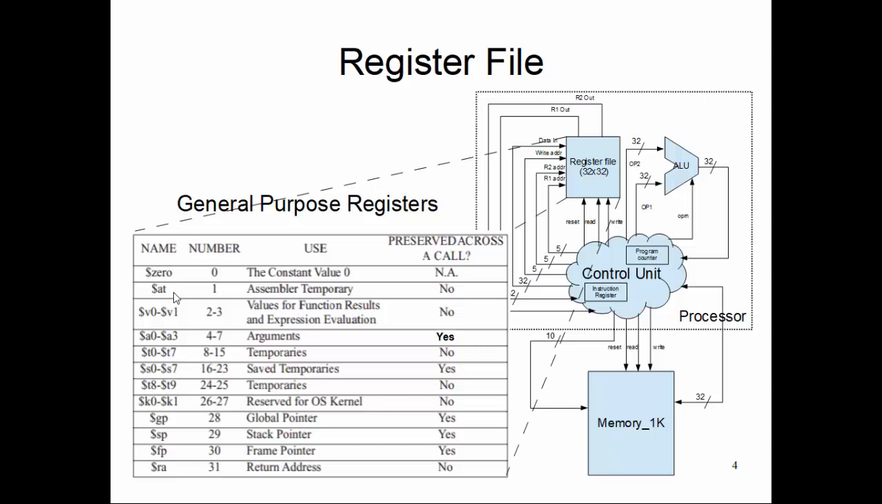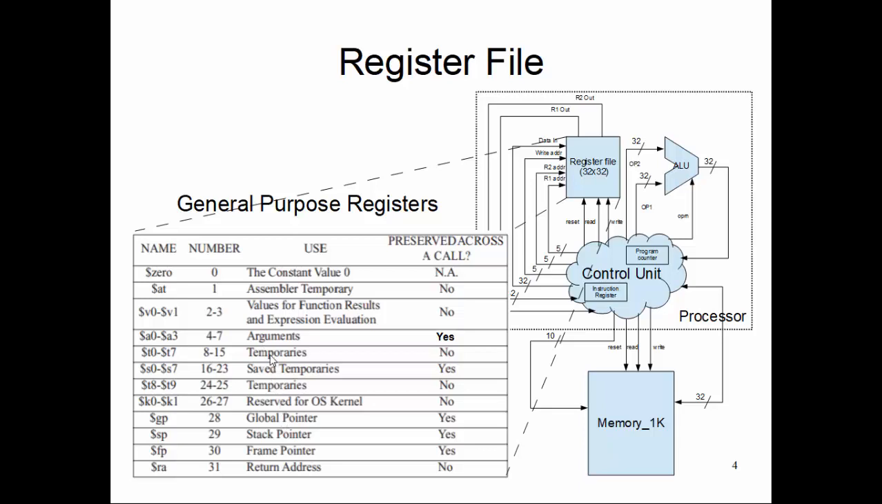Let the assembler solely use it and access it, and do whatever it wants. The assembler doesn't interfere with the other registers; it uses only register number 1, which is referred to as $AT. Don't use it in your program. V0 to V1 hold function call results and expression evaluation. We'll talk more about that in the function call section. A0 to A3 are the arguments to be passed to the function implementation. We'll talk more about that later.